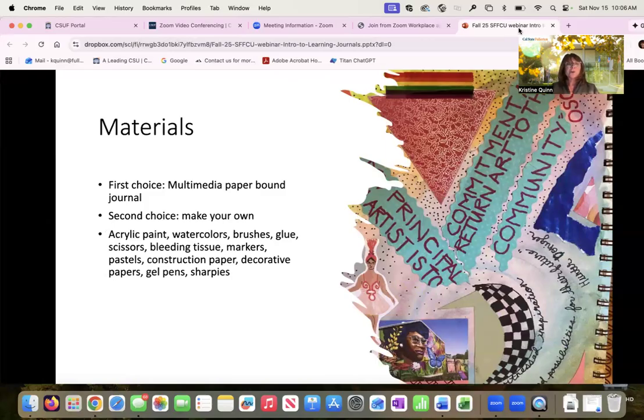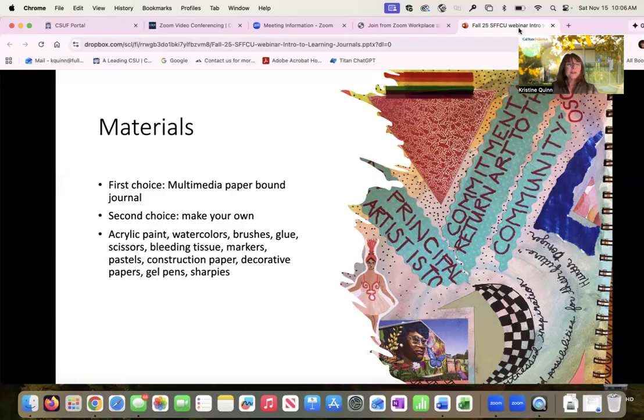When we're working with journals, we need materials. We need art materials. It is a multimedia art form, and you need hands-on physical materials. My first choice would be a nice bound multimedia paper journal. There are many brands out there, but you want to get at least about a 60-pound weight multimedia paper if you can.